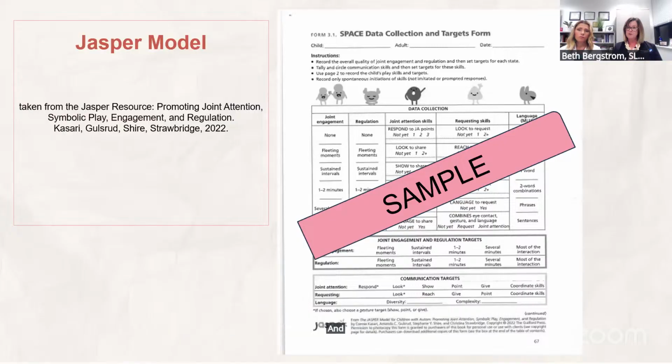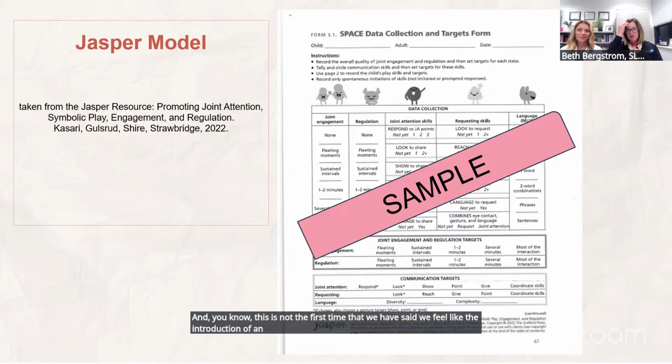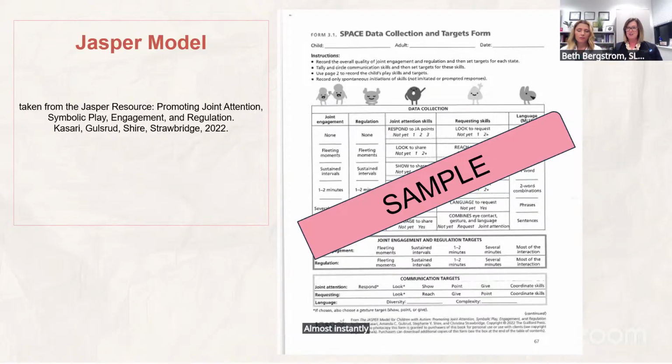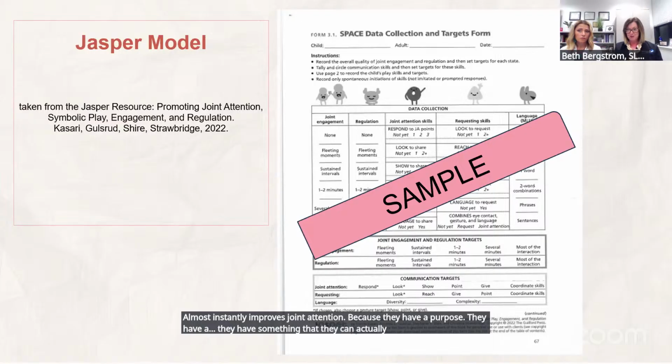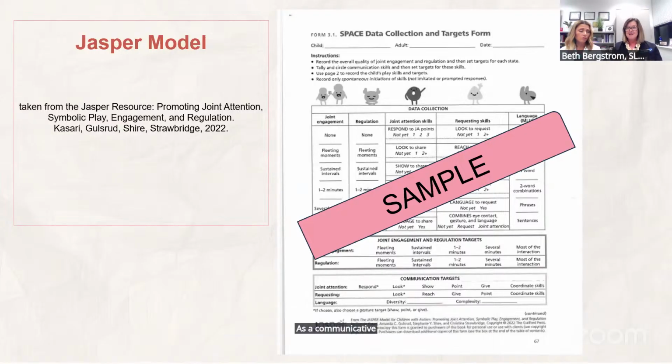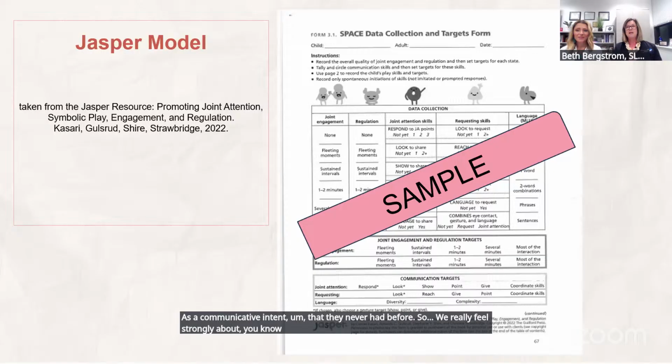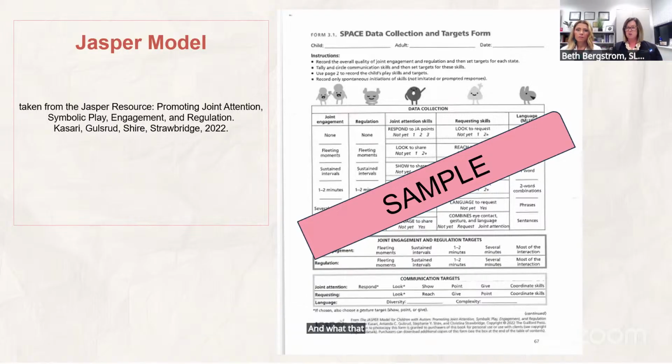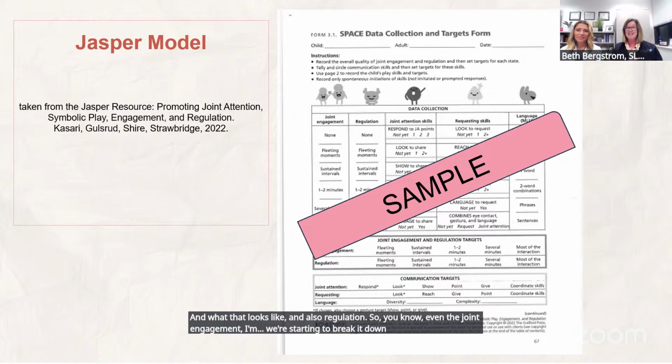And this is not the first time that we have said we feel like the introduction of an AAC device almost instantly improves joint attention because they have a purpose. They have something that they can actually say to another person as a communicative intent that they never had before. So we really feel strongly about making sure that you're thinking about joint attention. But you can see here that before you can even have joint attention, you need to be thinking about joint engagement and what that looks like, and also regulation. So even the joint engagement, we're starting to break it down into things like initiating and responding. So I think we have a couple of slides on that as well.